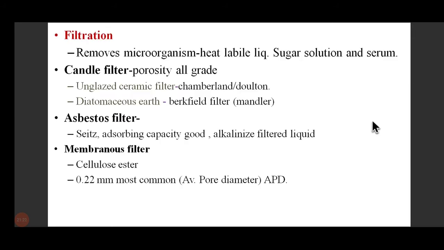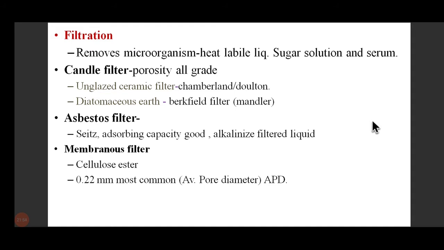Then moving on to filtration. We are done with your physical methods in which we studied heat, and the different temperatures at which we can carry out disinfection and sterilization with moist heat, and the other we studied was dry heat. Now moving on to filtration. Filtration removes microorganisms, and heat labile liquids like sugar solution and serum can be sterilized by this process. It basically uses 3 types of filters.